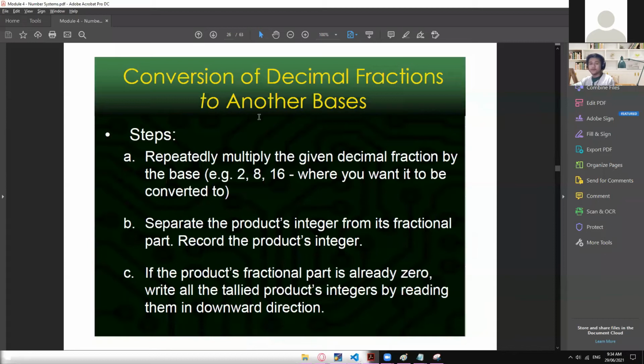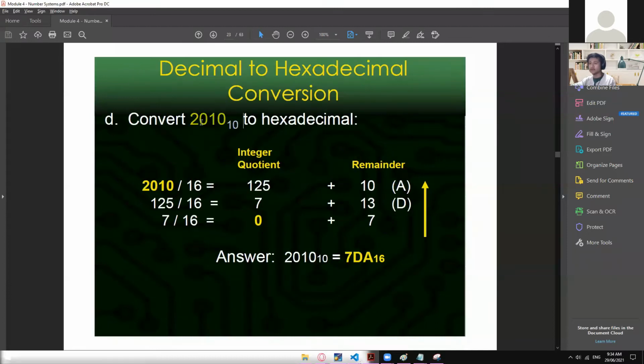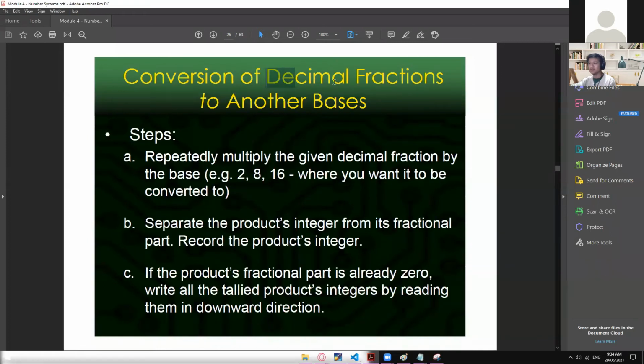Okay, so the next topic right here is conversion of decimal fractions to another base. Before, we had decimals that were whole numbers, but in here we now have a decimal fraction, which literally has a fraction part. So here are the steps. Repeatedly multiply the given decimal fraction by the base. For example, if you want to convert it to binary, just multiply that by 2.